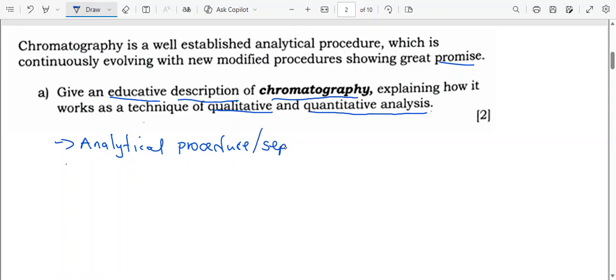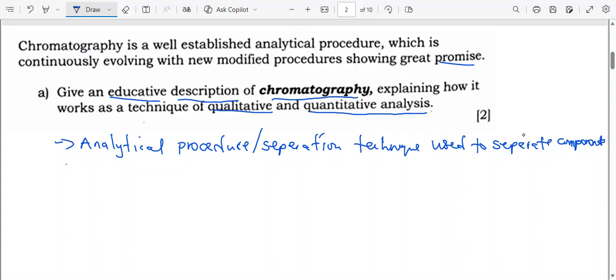Okay, so this is an analytical separation technique. Okay, so it's a technique used to separate components of a mixture. So used to separate components in a mixture, or of a mixture, right?